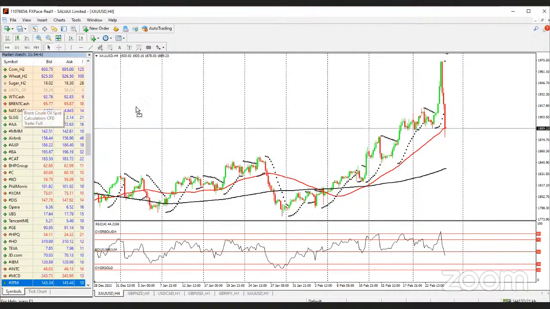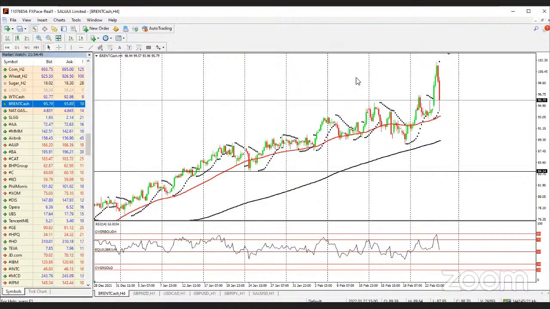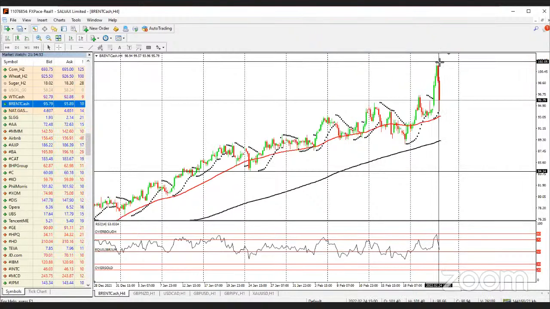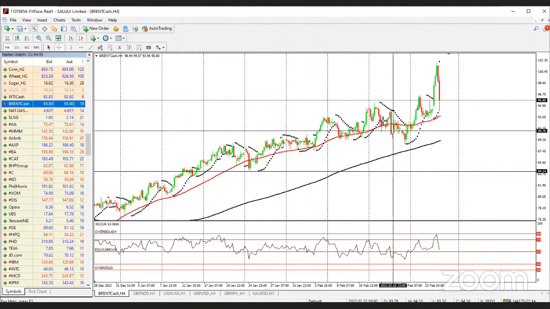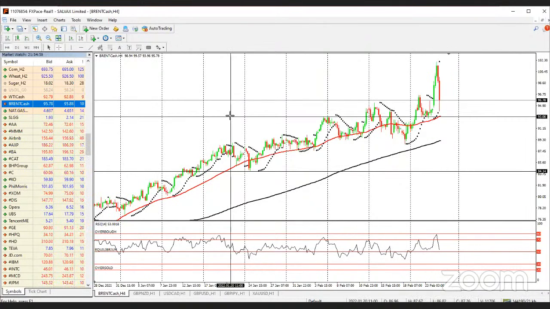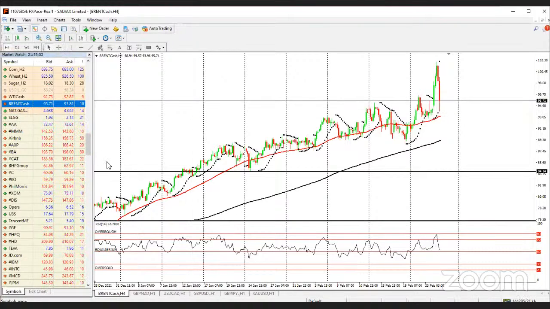This is crude. Crude has come back to 95. Today it got to $100 per barrel of crude, 101, 102. But because the whole panic is coming down, we can see it is dropping, shedding off some pips. But tomorrow the market continues, right? So we have natural gas and all of that.